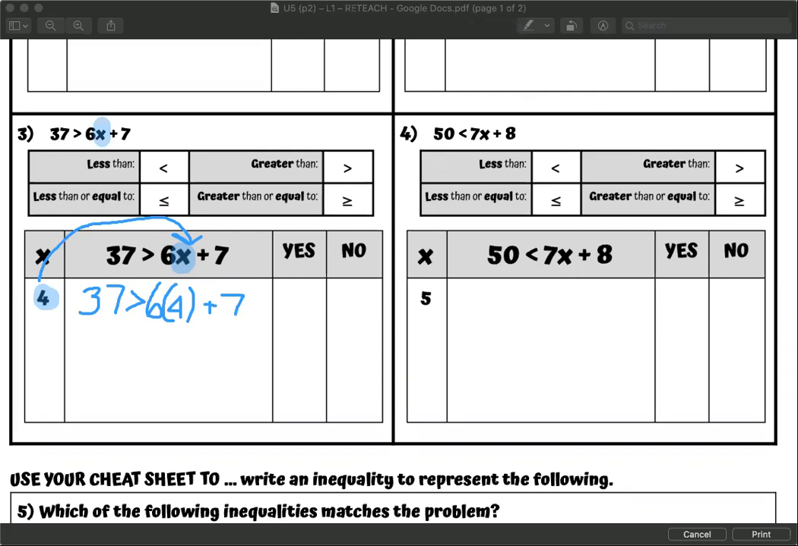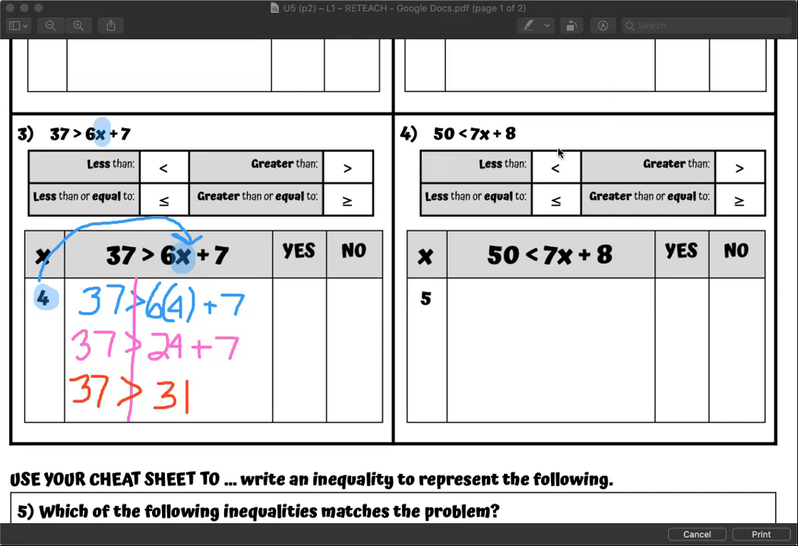Now we're going to actually calculate this. My 37 stays 37. Bring down my inequality symbol. I'm calculating 6 times 4 is 24. Bring down my plus, bring down my 7. And one last step here. Bring down my 37. Bring down my inequality symbol. 24 plus 7 is 31.